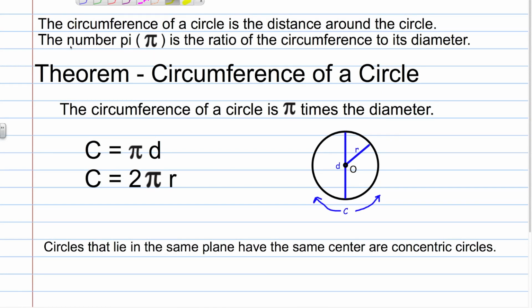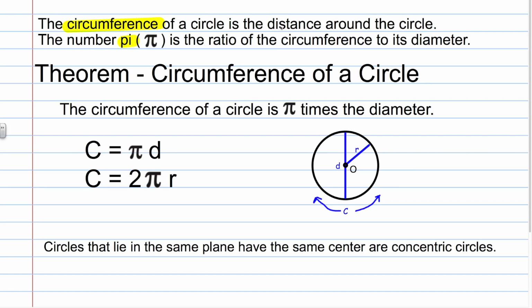Here we're going to talk about the circumference of a circle. The circumference of a circle is the distance around the circle. It's another word for the perimeter of a circle. The number pi, Mr. Pi the math guy, is the ratio of the circumference to its diameter. So pi is a ratio.